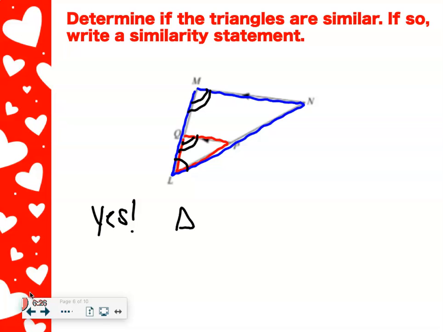So if we did the small guy first, triangle LQP is similar to LMN. Done.